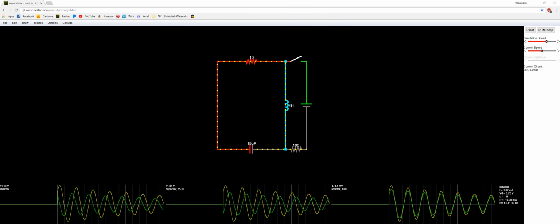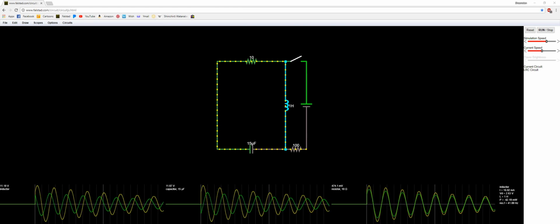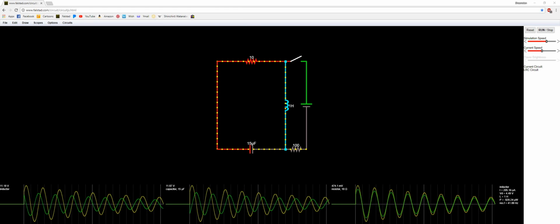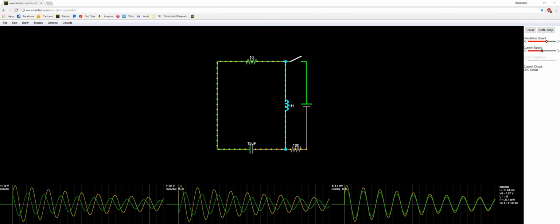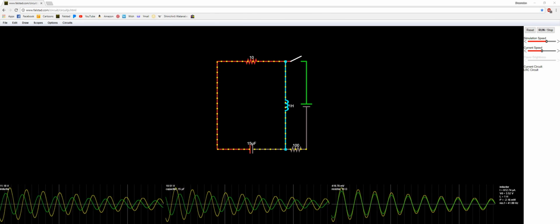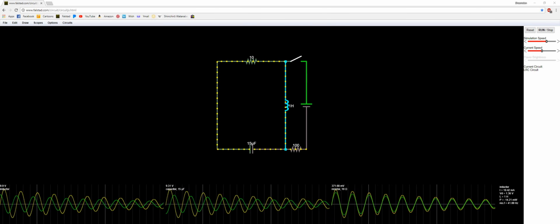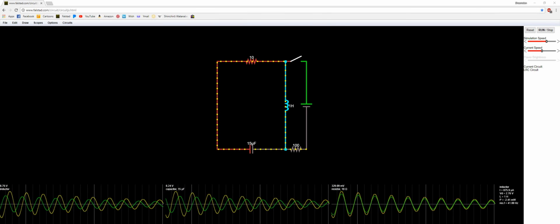Hello, my name is Sheridan, and this is going to be an introduction to basic AC analog circuitry. AC, DC, pretty much everything about analog circuitry. We'll get into some digital as well, but not very advanced digital, hopefully.